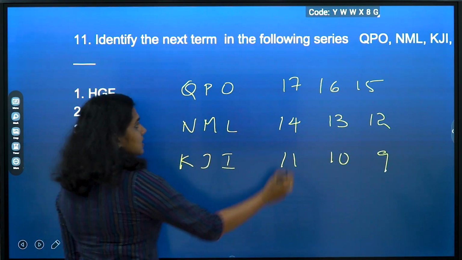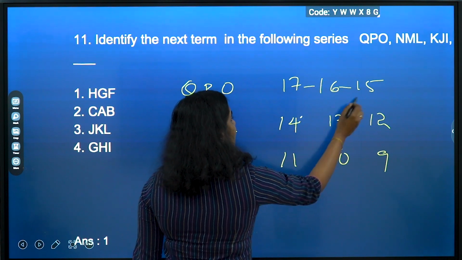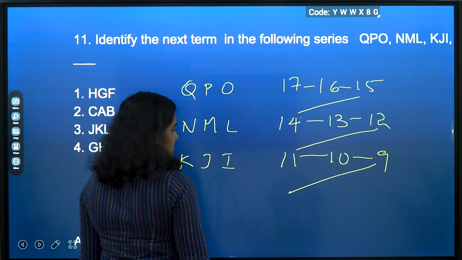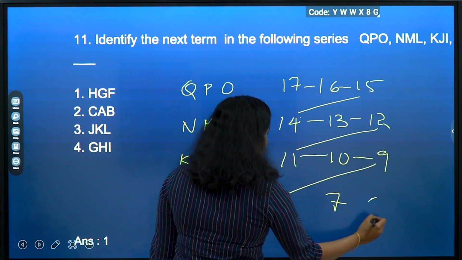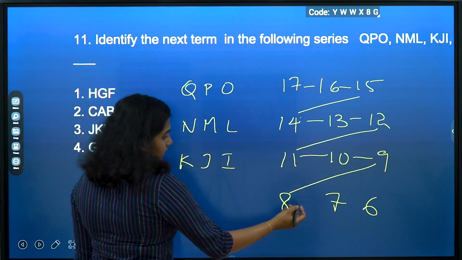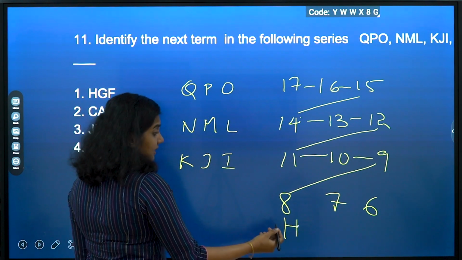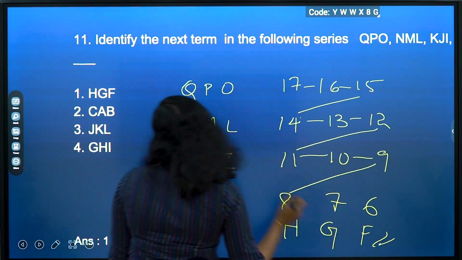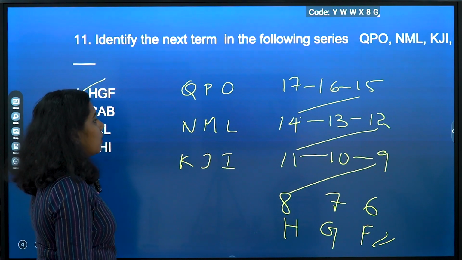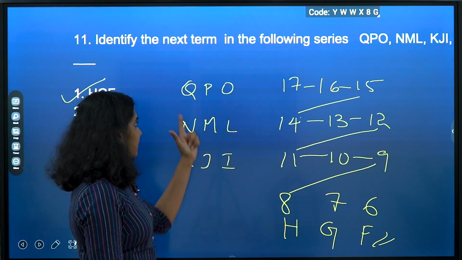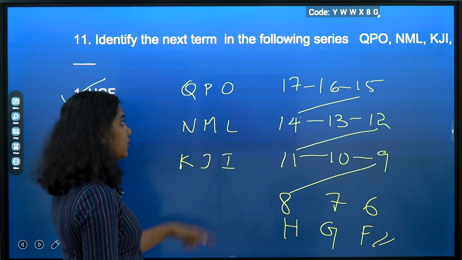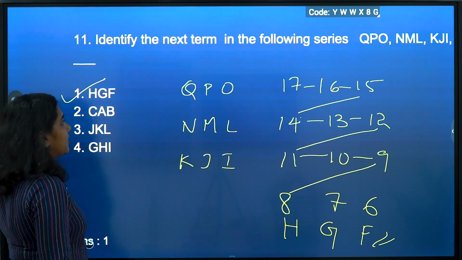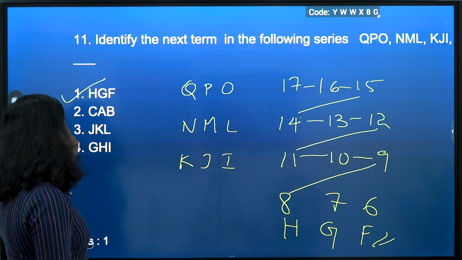Okay, so if you look at this, 17, 16, 15, 14, 13, 12, 11, 10, 9. So the next will be 8, 7, 6. So this 8 is H, 7 is G and 6 is F. H, G, F is the answer. So I hope you could recall whatever I said in the previous video and could find out the numerical order without writing it down, 1, 2, 3, 4, 5, 6, 7, 8 and ABCD. Okay. So I hope you could find it out easily, and this is the answer.